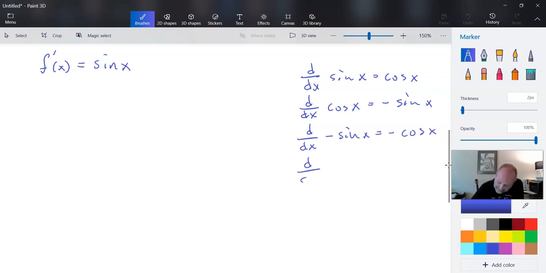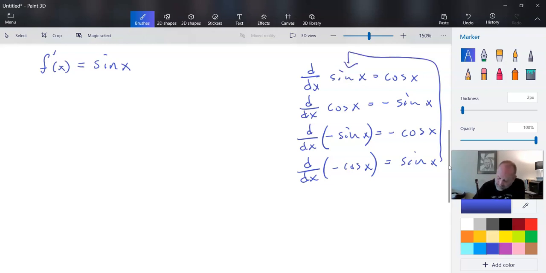And d dx of negative cosine is sine, right? So that's our cycle, and that brings us all the way back up to the beginning, right? Starts us over, which means that the function that I took the derivative of to get sine was negative cosine.